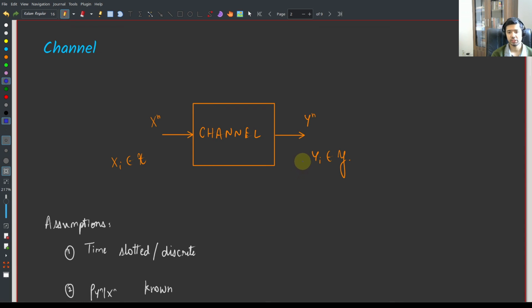But now what is the relationship between the input and the output? We'll assume that the output is random, conditioned on the input. So the channel introduces some corruption in a random fashion. There is some distribution P of Y^n given X^n. So conditioned on X^n, the output is random and is distributed according to P of Y^n given X^n. This is what we'll call the channel law.